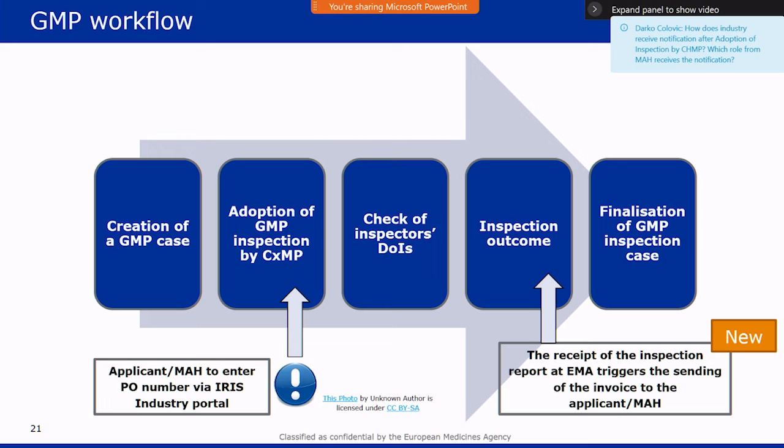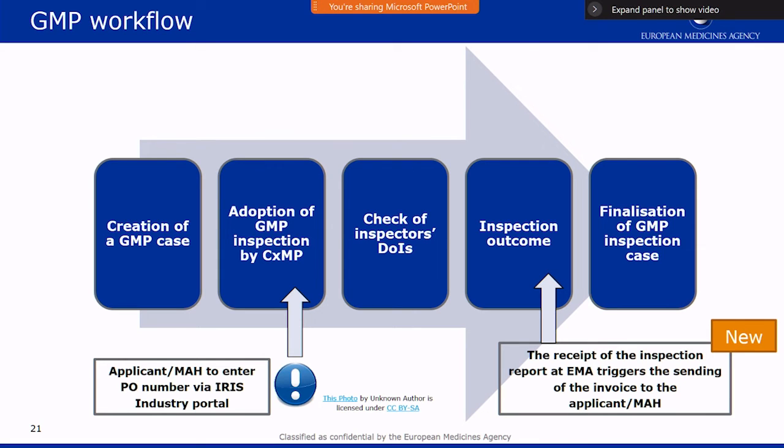One thing I want to highlight here is the note that you have on the right-hand side at the bottom, where it says that the receipt of the inspection report at EMA, so when we receive the report from the inspectors, this triggers the financial workflow. And I want to highlight this because this is new compared to the current process. In the current process, the invoice to the applicant was sent on the first day of the inspection. This is not going to happen anymore.